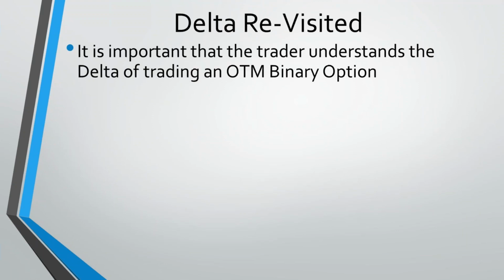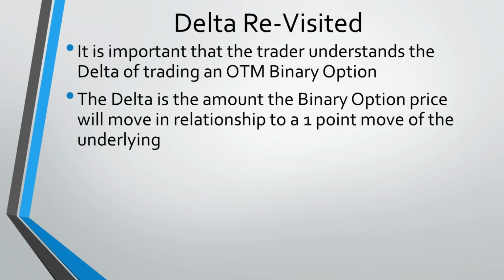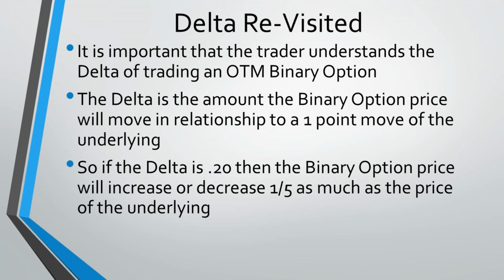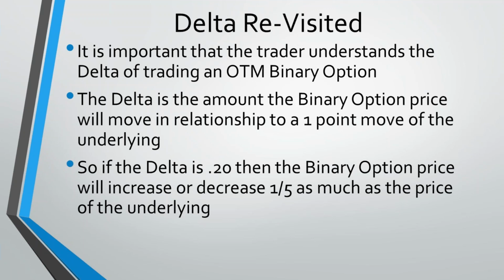Now let's take a look at delta. It is important that the trader understands the delta of trading an out-of-the-money binary option. The delta is the amount the binary option price will move in relationship to a 1 point move of the underlying. So if the delta is 0.2, then the binary option will increase or decrease 1/5 as much as the price of the underlying. Remember I said that I've talked to traders and they bought something very far out of the money, and the price has moved closer to at the money, but their option price isn't changing that much. So they're looking at it saying, I bought this for 5 and now it's worth 6 or 7. That's because they had very little delta. So they might have had a delta of 0.05, which means it's moving 1/20th as much as the price of the underlying.